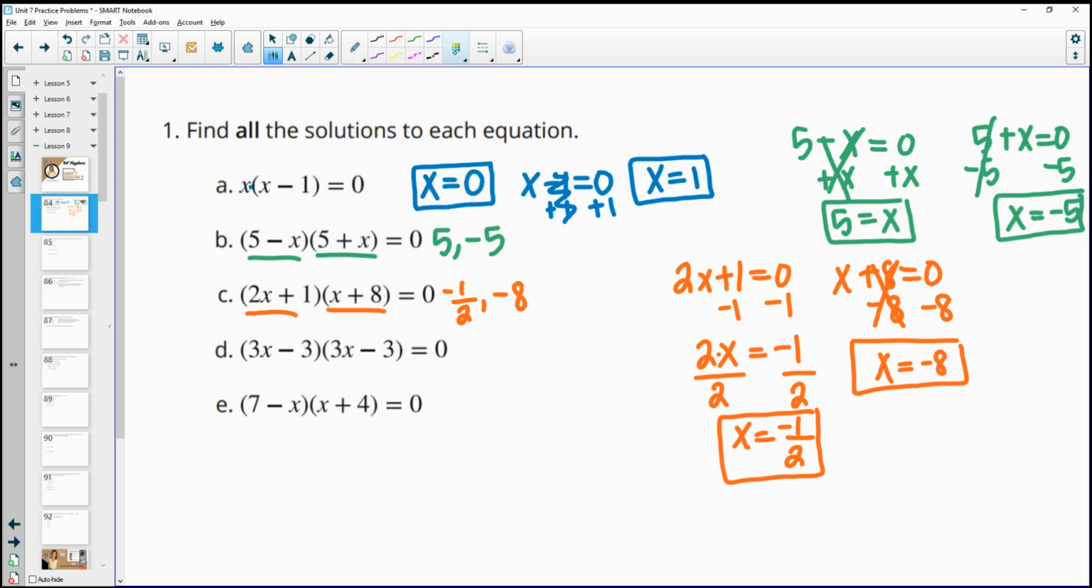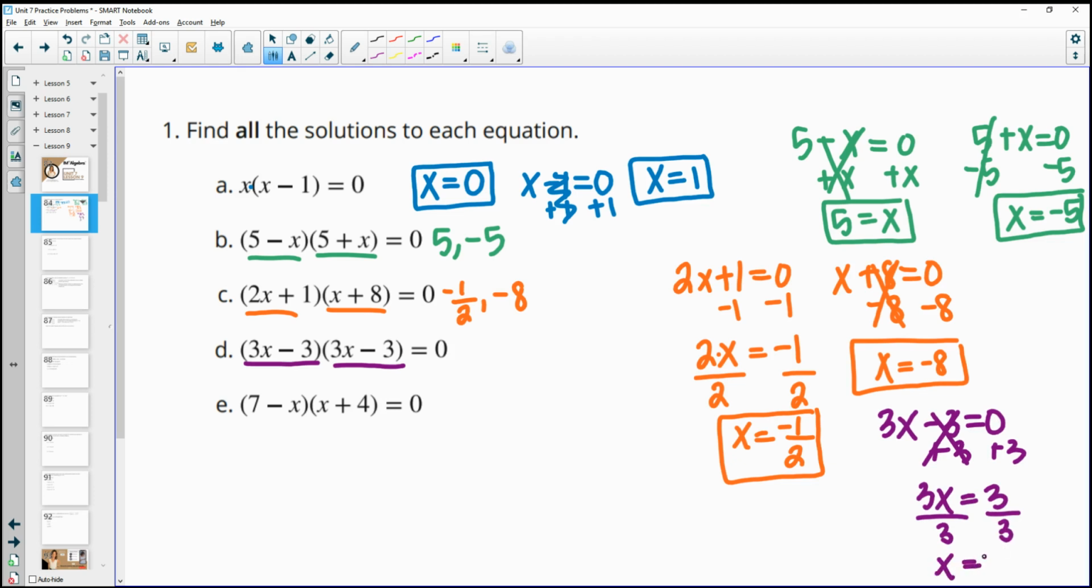Then D, these two factors are exactly the same expression, so we only have one solution. 3x minus 3 equals 0. We can add 3 to both sides, so that gets you 0 here. So just 3x, and 0 plus 3 is 3. Then to get x by itself, we would divide by 3, and that will get us x equals 1 for our one solution for part D.